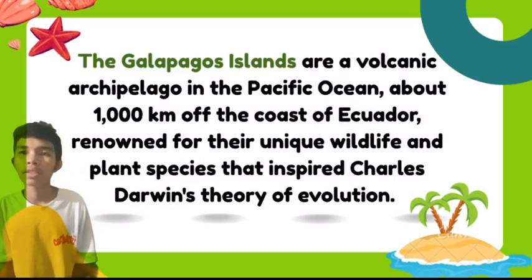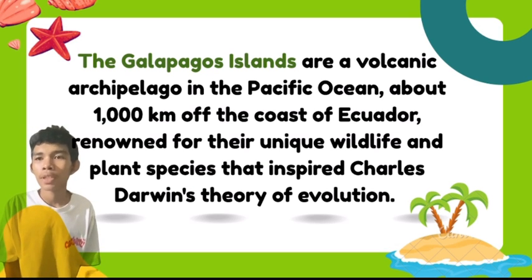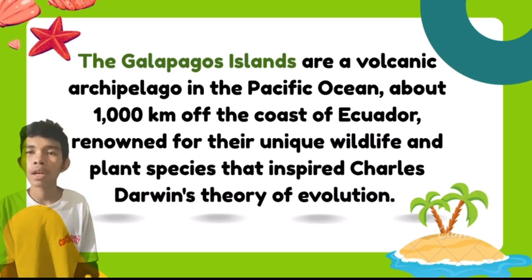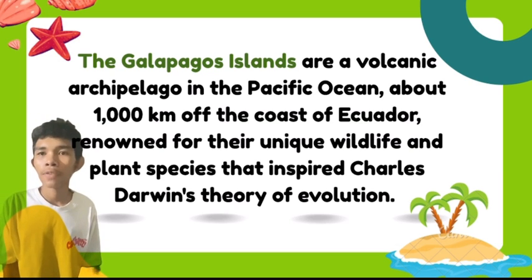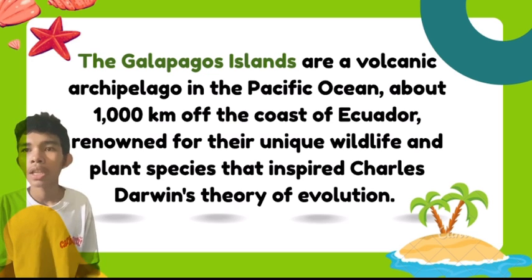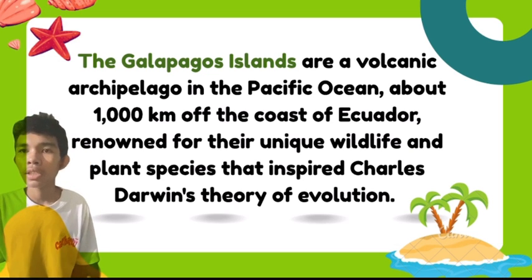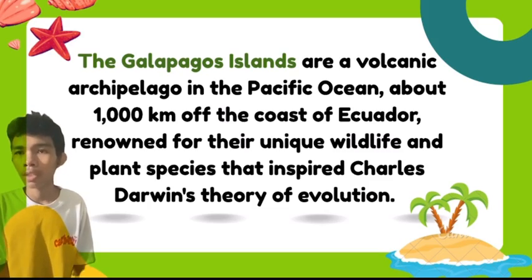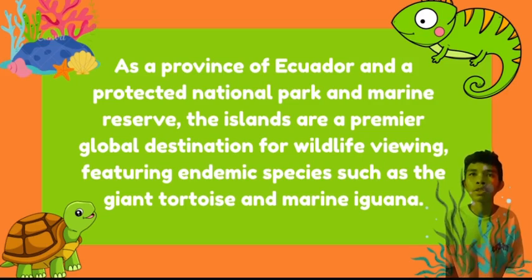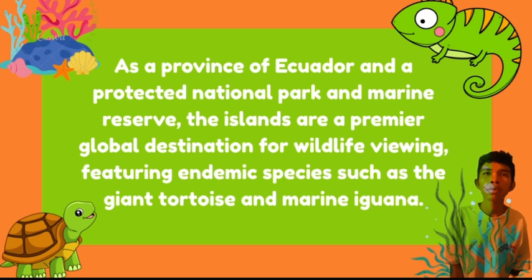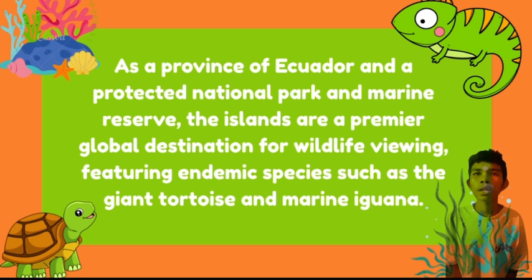The Galapagos Islands are a volcanic archipelago in the Pacific Ocean, about 1,000 km off the coast of Ecuador, renowned for their unique wildlife and plant species that inspired Charles Darwin's theories of evolution. As a province of Ecuador and a protected national park and marine reserve, the island is a primary global destination for wildlife viewing, featuring endemic species such as the giant turtles and marine iguana.